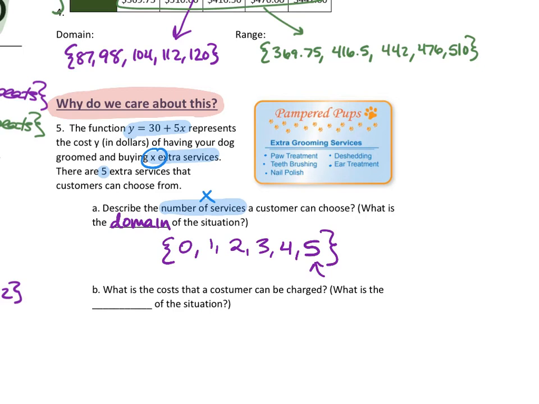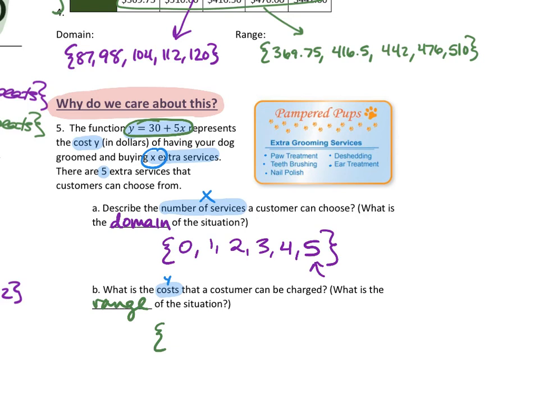Part B says, what is the costs that a customer can be charged? Well, if we reread the question, it says the cost is Y. So if I'm asked for Y, y'all, it's asking me for the range. What are the options for me as a consumer for how much money I can spend at Pampered Pups, depending on the number of extra services I use? Now, this is when it comes in handy. We do actually have to use the formula here, or the function, but think of this more realistically than mathy.